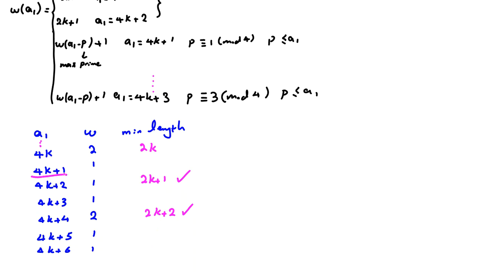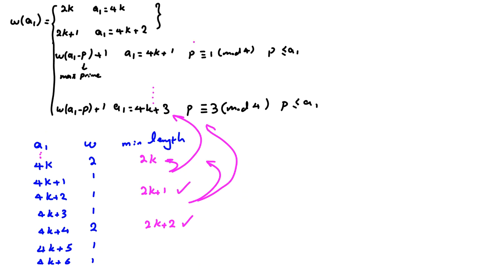Now, for 4K plus 1, we know the first player is the winner, so it should reach a multiple of 4 that is the smallest, okay? And we know the multiples of 4 are in increasing order, so we should find the maximum prime. For 4K plus 3 also, we should do the same thing: the maximum prime such that when you subtract it, the result is a multiple of 4. The first player is the winner. And because the numbers that are multiples of 4 are increasing, the W length of them is 2K when A1 is 4K, the minimum length is 2K. So we should find the maximum prime.